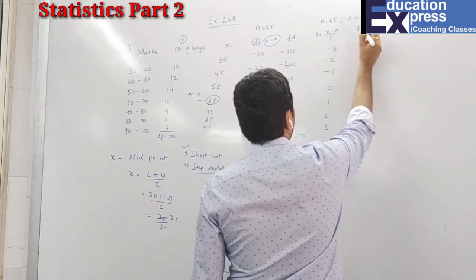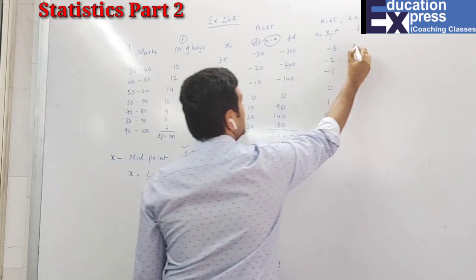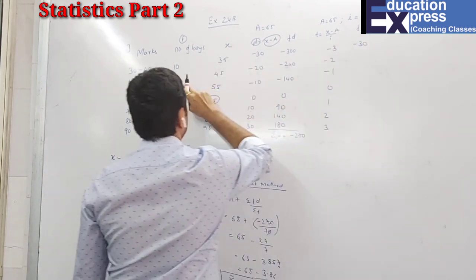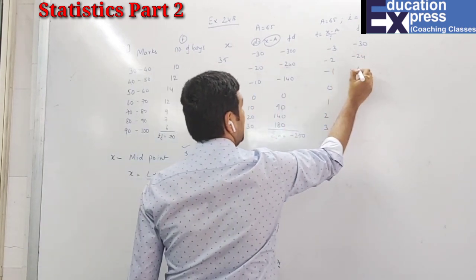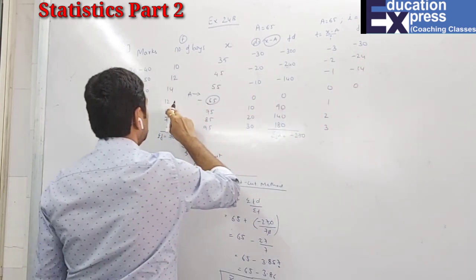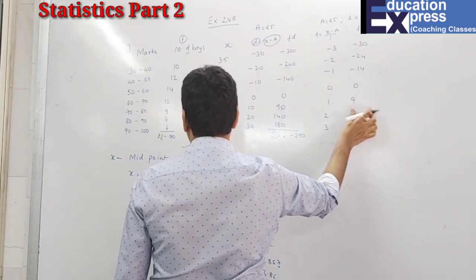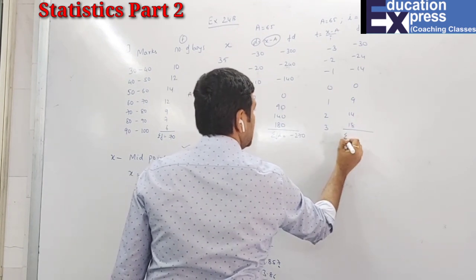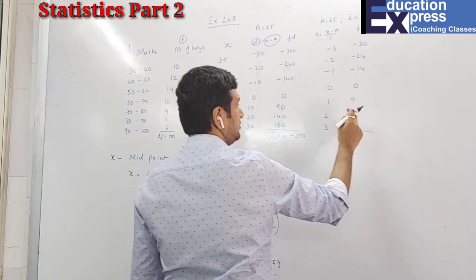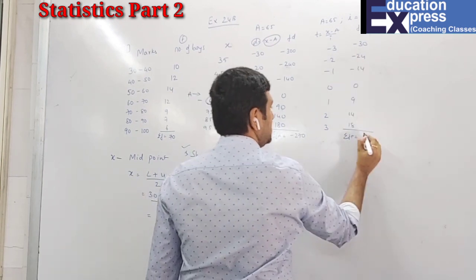So now the additional thing you found was t. Again you find ft. What is the f here? What is the t here? So 10 into minus 3 is minus 30. 12 into minus 2 is minus 24. 14 into minus 1 is minus 14. Anything into 0 is 0. 9 into 1 is 9. 14 and 18. Okay, now sigma ft. 32 and 9, 41, minus this is minus 27.